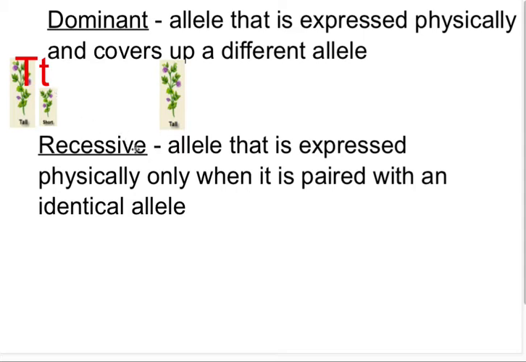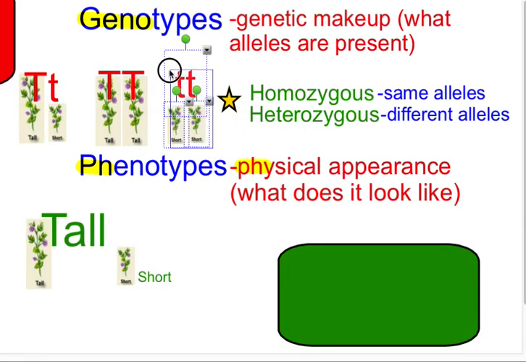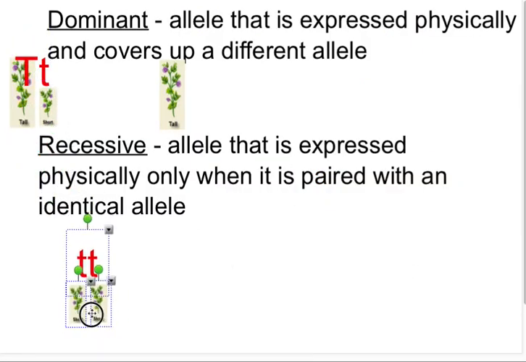So the recessive allele is expressed physically only when it's paired with an identical allele, meaning both of the alleles have to be recessive. So in the case of our pea plants, we're talking about this one. We're talking about Shorty. And Shorty has both of the alleles, both of the genes, the one from the mother and the one from the father, were both short. So our phenotype is also going to be short.